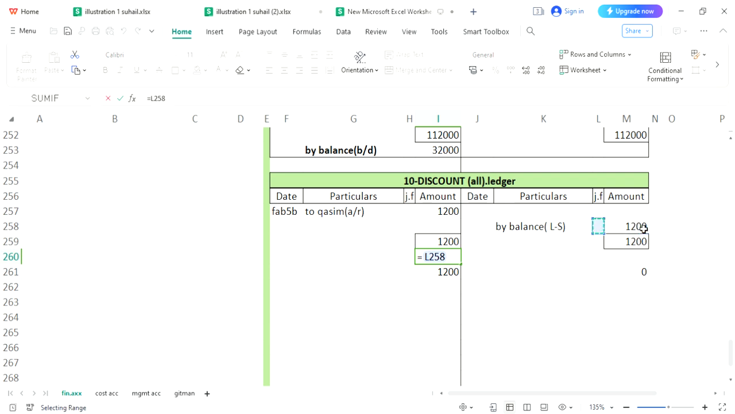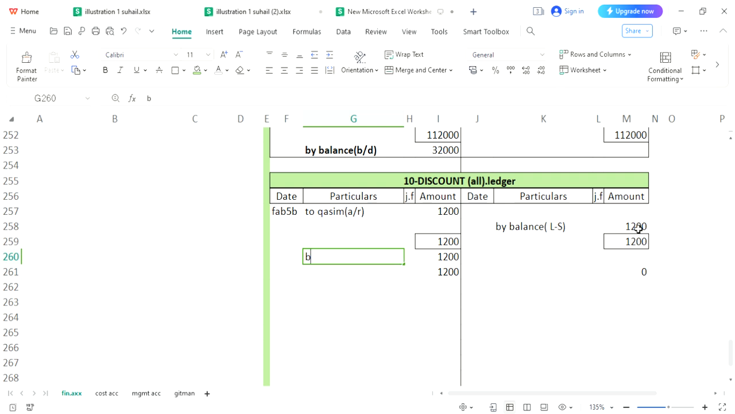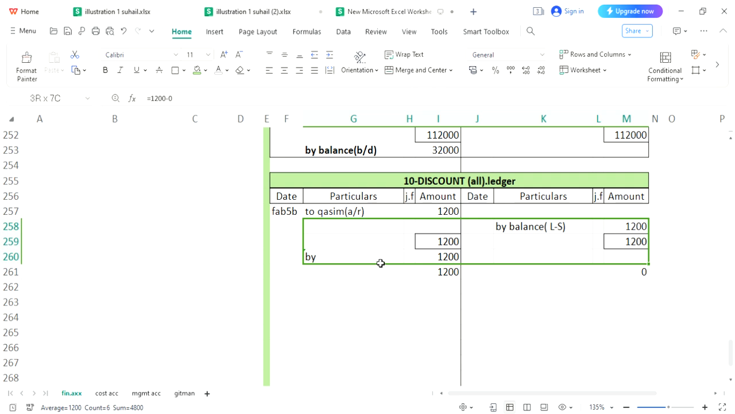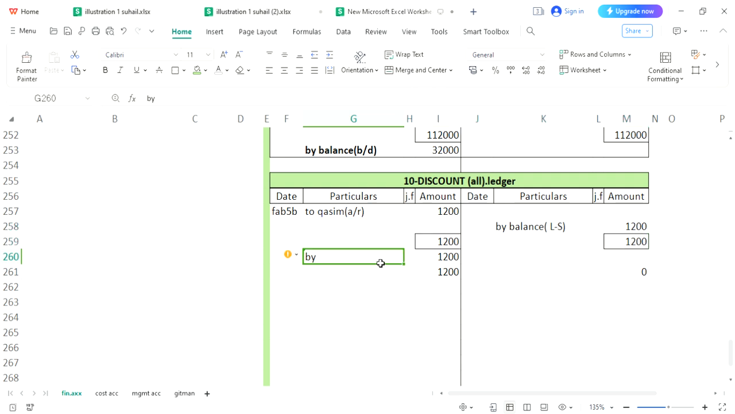And the next step is, what is this? Same balance which we have calculated, you will bring this balance down, and now you will change its title as well. It is the balance, but which balance? BD. Why? Because we have brought this balance downward. BD for balance brought down.